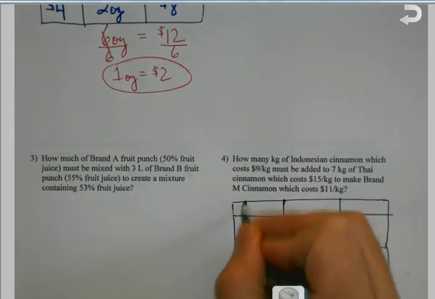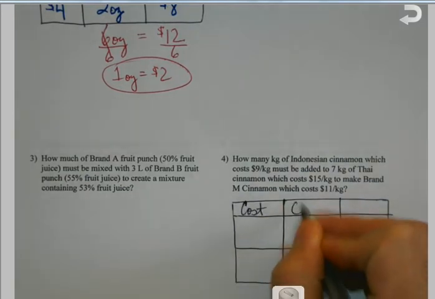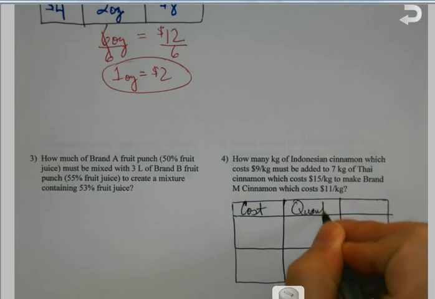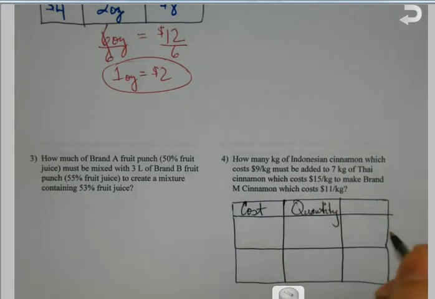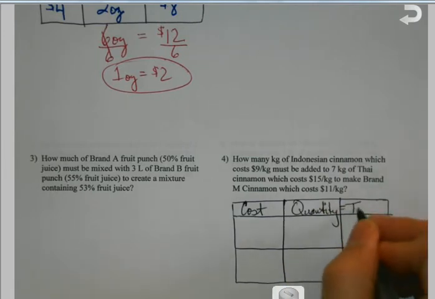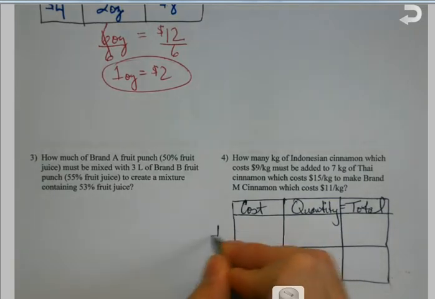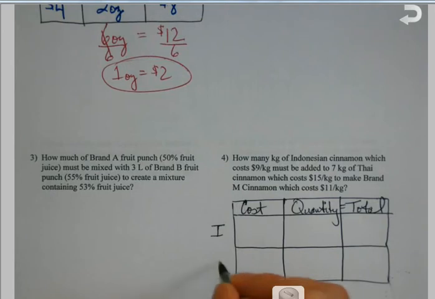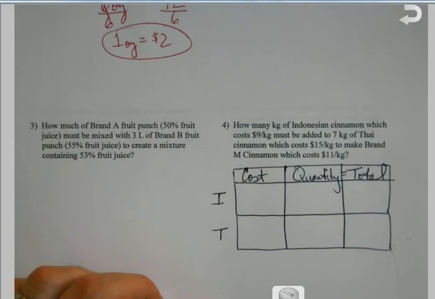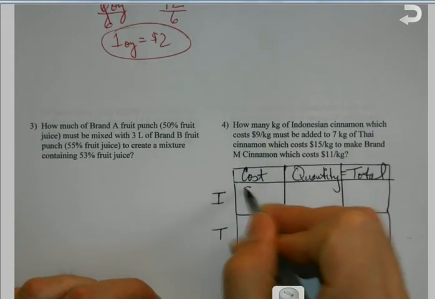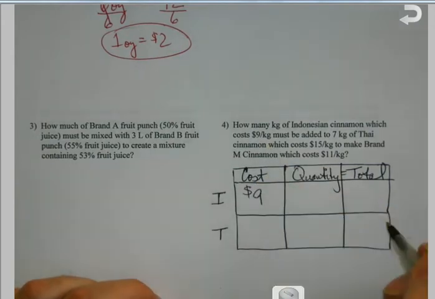Okay, lots of wordiness here. We got a cost. We have a quantity, and again, if you like the word amount better, that's okay. It's going to be my total. Now, if some of you even want to go so far as to label which line is which, like this is the Indonesian and this is the Thai, that might not be a bad idea. So I go, okay, so Indonesian, cost $9.